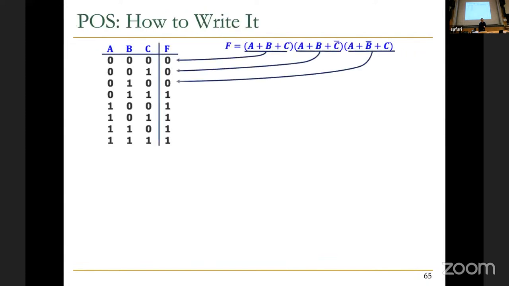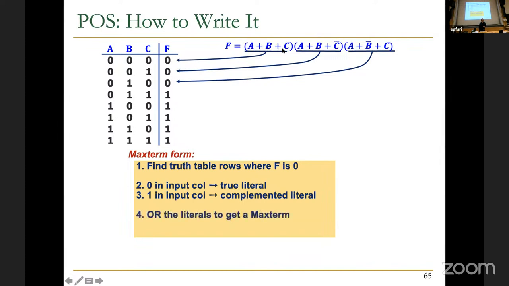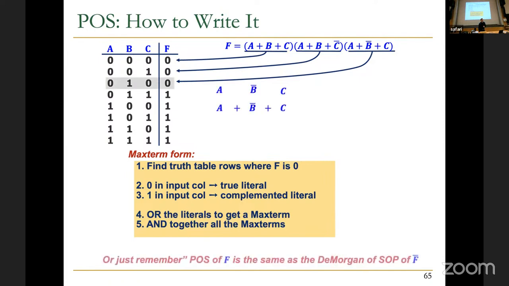So how do you write it? Again, you can standardize this. You find the truth table rows where the function is zero, and you write these like this. Zero in the input column is a true literal. One in the input column is a complemented literal. That's how you decide this. If A, B, C are all zeros, you get a zero, so you need to make sure this term evaluates to zero. When A is zero, B is zero, C is zero, that requires all of these to be not complemented. You OR these literals to get the max term, and then you AND the max terms. So there's a methodology for doing this, but logical thinking is easy as well. Or you just remember what I said earlier, which I'm not going to repeat.